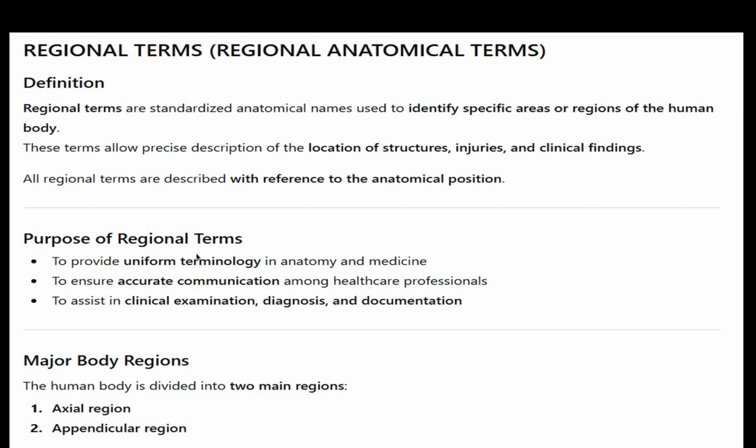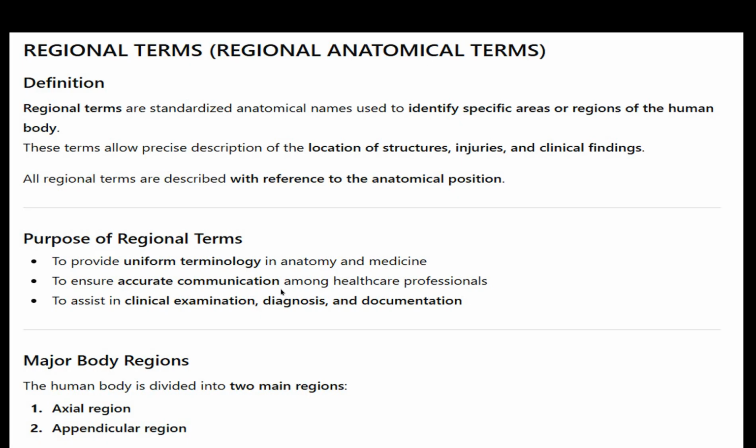Now we have the purpose of regional terms. First, to provide a uniform terminology in anatomy and medicine. Yes, this is one of the most important purposes of regional terms, because it provides a uniform terminology. Otherwise every group would consider their own terminology, but now we have a uniform standardized document that every community follows in order to provide descriptions related to anatomy and medicine.